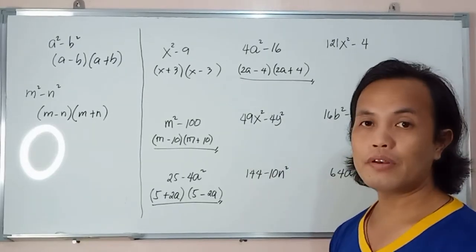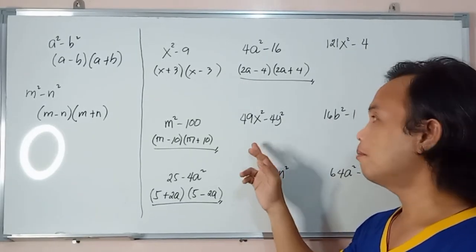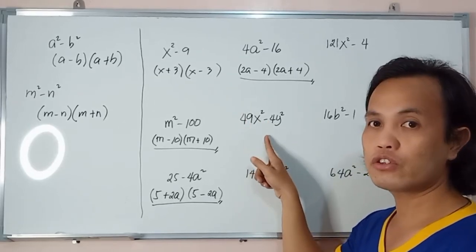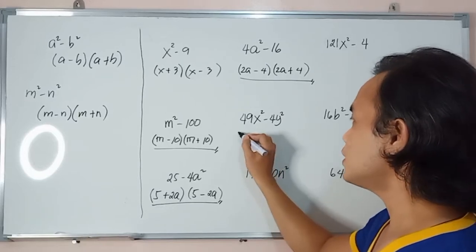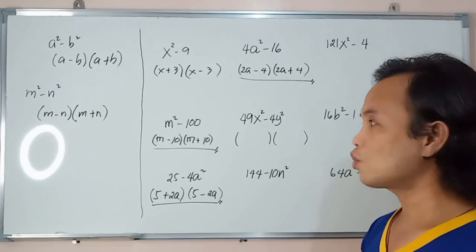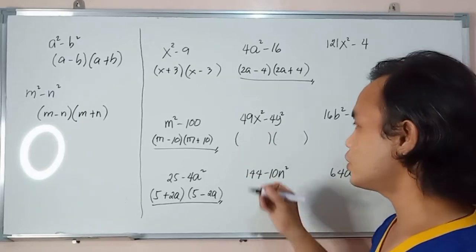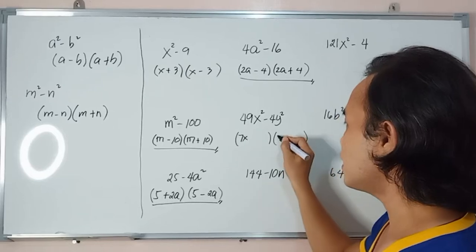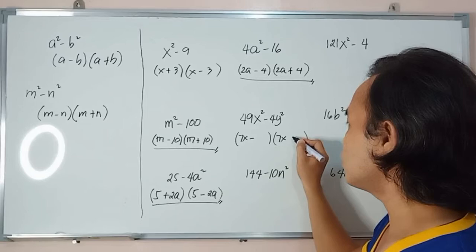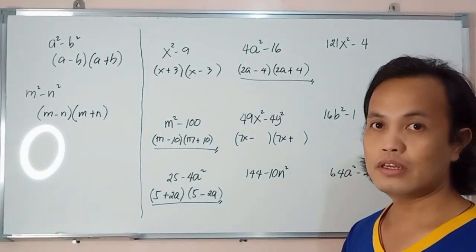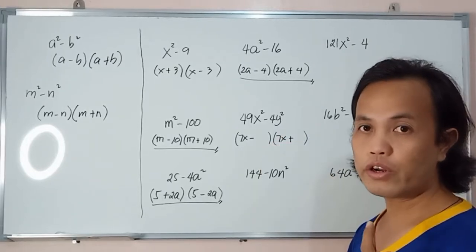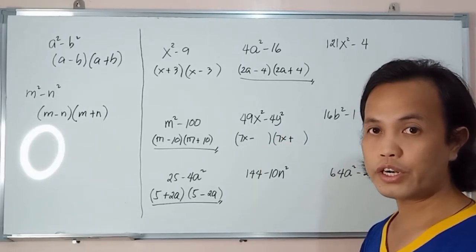Another example, 49x squared minus 4y squared. Again, 49 is a perfect square and 4 is also a perfect square. So when we factor this out, we simply get the square root of both terms. The square root of 49x squared is 7x, so we write here 7x. Then always indicate minus plus or plus minus. Then the square root of 4y squared: the square root of 4 is 2 and the square root of y squared is y.